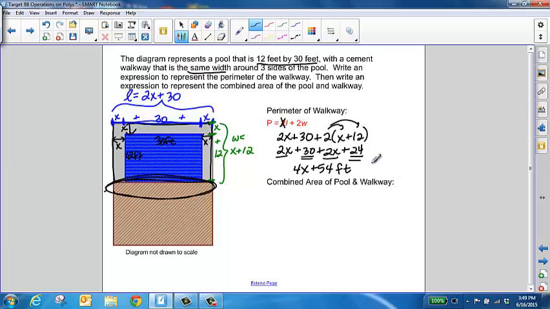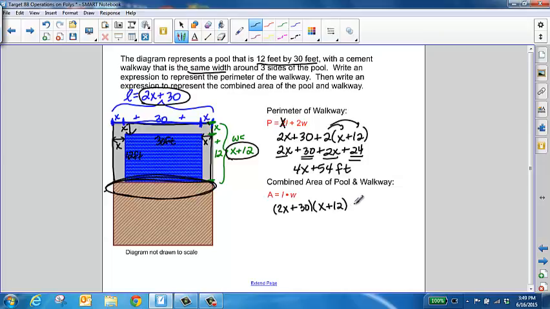Now to continue on with the combined area, we can actually go through and use the same length and width that we found when we were looking for the perimeter. Now area is just length times width. So we already have our expression that represents the length of both the walkway and the pool, and we also have our expression that represents the overall width of the pool and the walkway. So we can just substitute in 2x plus 30 for the length, and we can substitute in x plus 12 for the width.